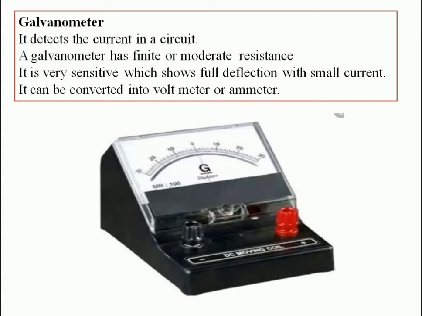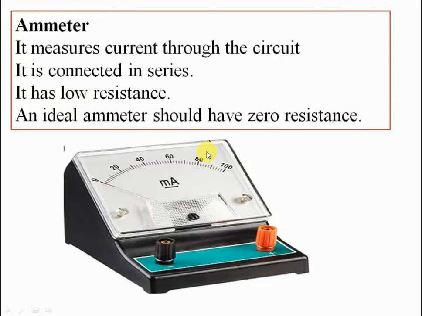So this is a galvanometer, it detects the current and it has finite or moderate resistance, not too low or not too high, and it is very sensitive. That means if you send a small amount of current, it shows the full deflection, so you cannot send more current through the galvanometer, otherwise it will get destroyed. A galvanometer can be converted into voltmeter or ammeter.